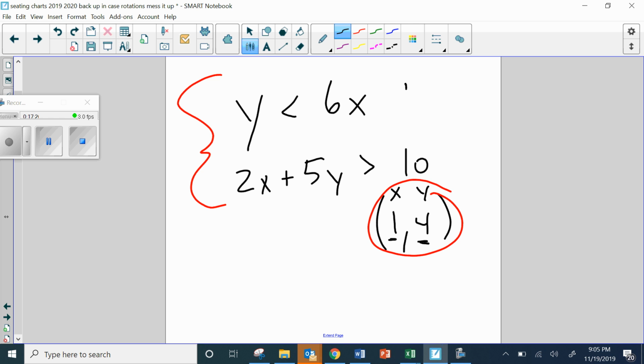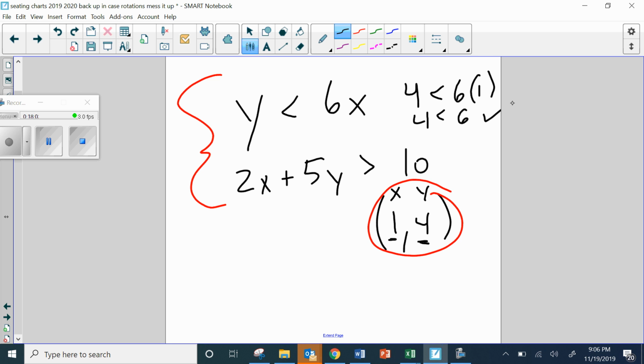So y becomes 4, and then I just keep the less than, and then 6 times 1. So 4 is less than 6. Well, 4 is not less than 6. I'm sorry, 4 is less than 6. Excuse me. You have to be very clear about what you're doing. So 4 is less than 6. That is a check, that is a yes. So put a little check mark by that one. That means I keep going. If that would have been no, then I would be done. I would already know that (1, 4) is not a solution.